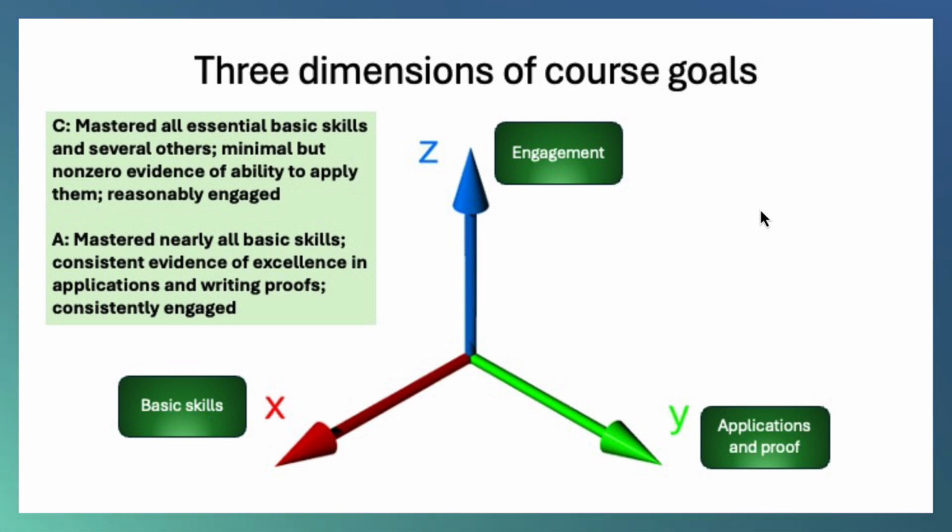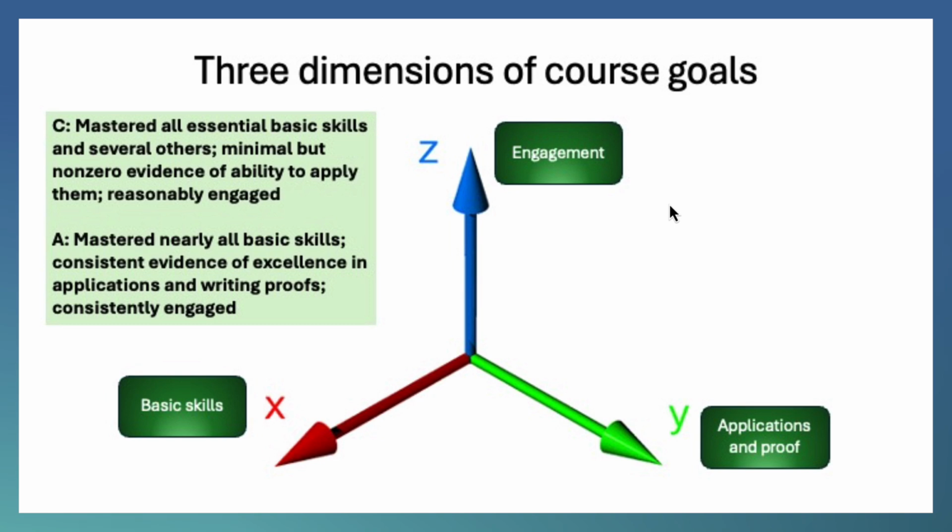For me, in this class, and maybe this applies to many other classes, a C student is a person who's mastered all the essential basic skills and some of the others, if not all the others, and they have some non-zero evidence of ability to apply them, and they're reasonably engaged. Like, they come to class most of the time. They've done a couple of good things in terms of applying basic skills, and all the basic skills that would be important for future work have no question about them. Do I expect the student to have incredible mastery of every single skill? Not for a C. However, for an A, the bar is higher.